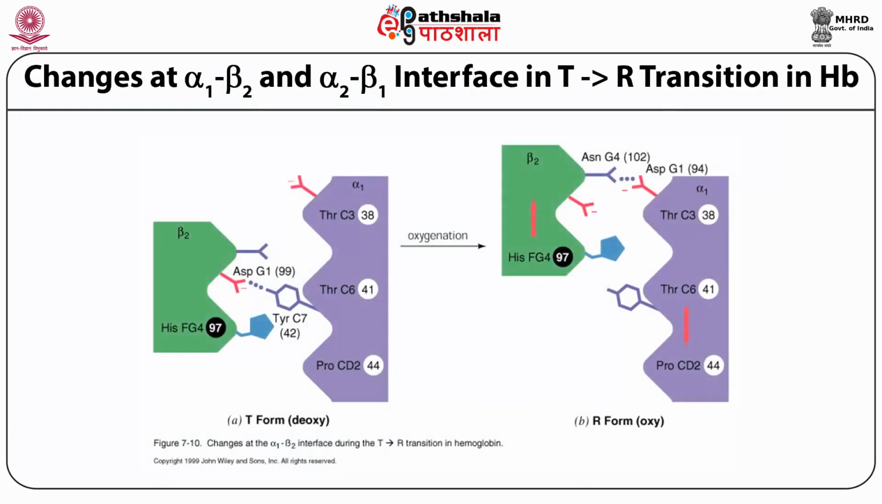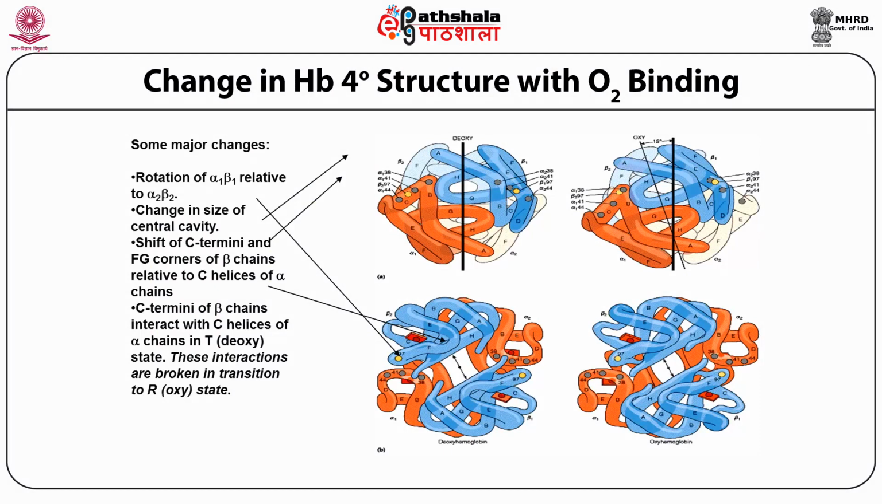Here we show the changes in the alpha 1 beta 2 and alpha 2 beta 1 interface in the T to R state transition in hemoglobin. You can see how the structure and conformation of a particular amino acid changes from the T state, or deoxy, to the oxy state of the hemoglobin. These are the changes in the hemoglobin quaternary structure with oxygen binding. You can see that some major changes occur when oxygen binds to hemoglobin.